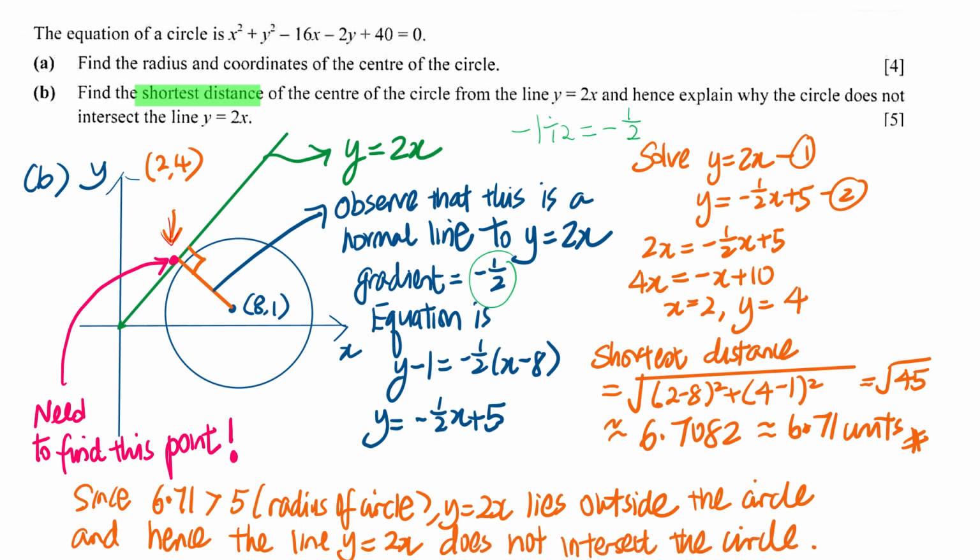Right, and you can clearly see that this distance here, 6.71 units, is more than 5. 5 is the radius of the circle. So therefore, your line y equals 2x lies outside the circle, and hence the line does not intersect the circle.